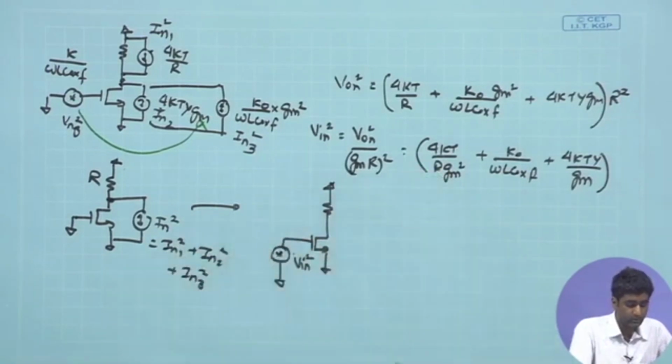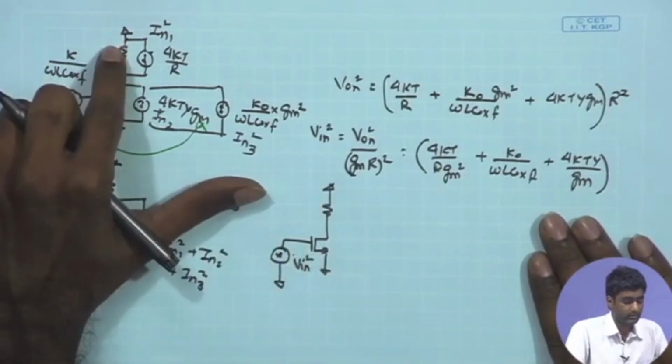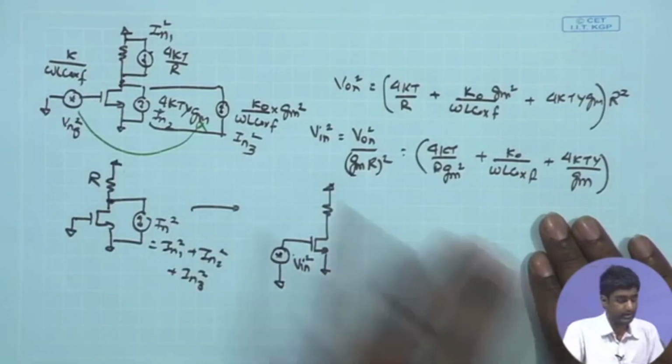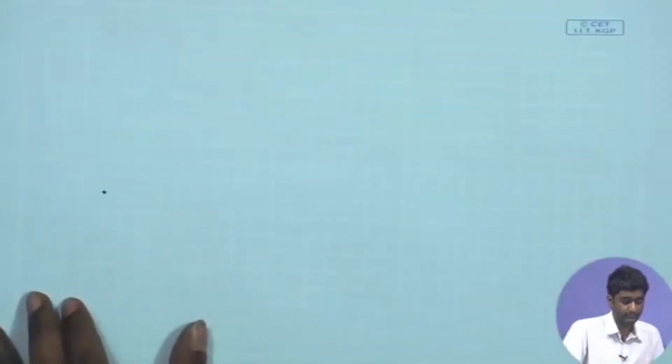Likewise, we can look at an active load circuit where you are having a PMOS as an active load, and then look at the concept of the input referred noise of the common source amplifier with active load.